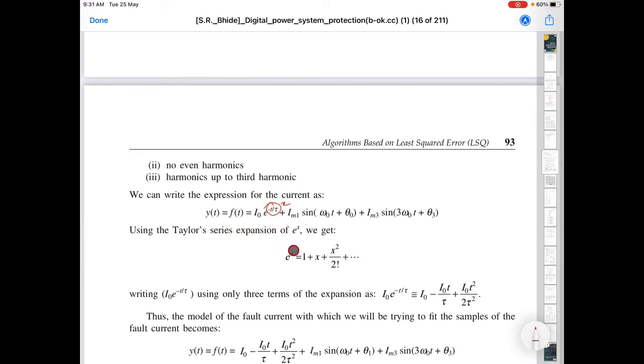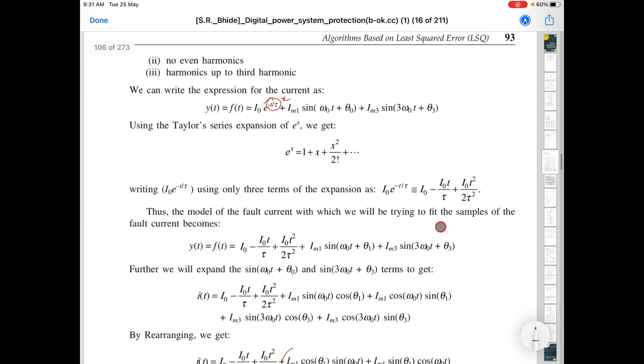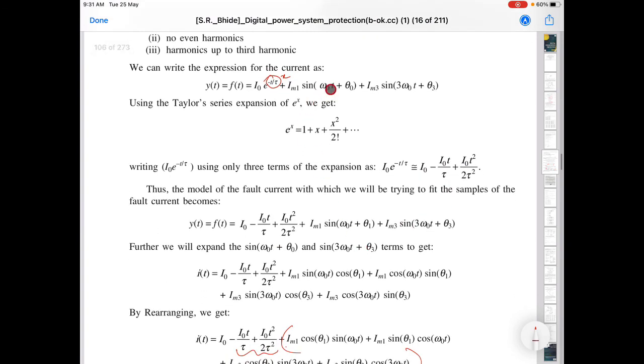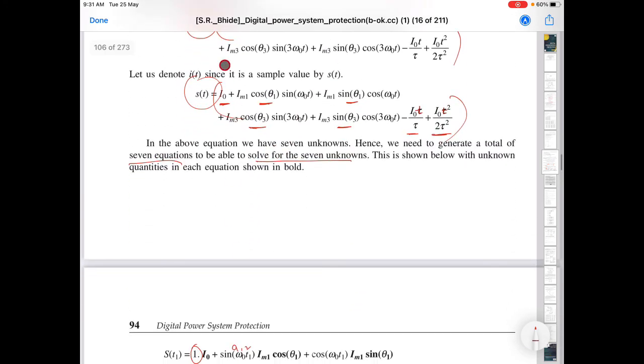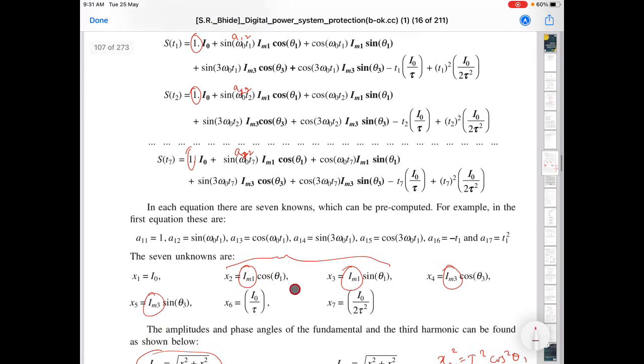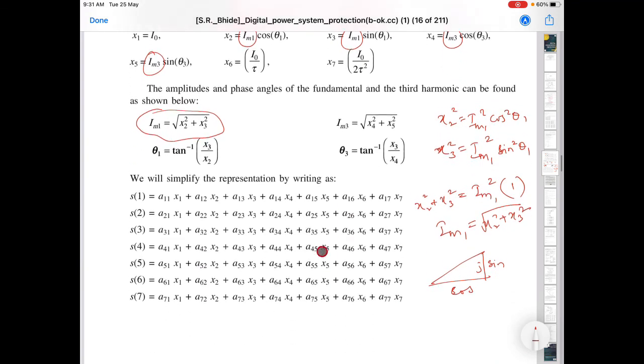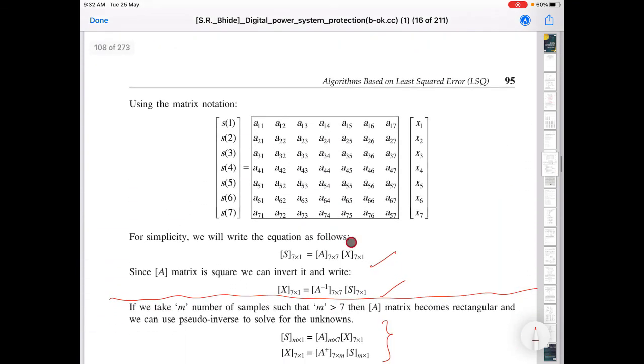The decaying DC component is taken care of by the Taylor series. It is expanded using the Taylor series, and we have taken only the first three terms. We have substituted, and this is the sin A plus B formula. This is also the sin A plus B formula. It is expanded, and we have taken it as a sample. We have taken 7 such equations, and in each equation the amplitude and phase can be calculated using this formula, and this is put up in matrix form. That's it.